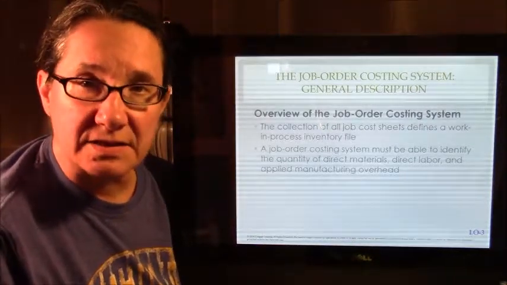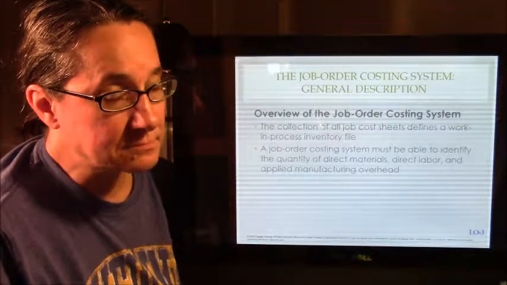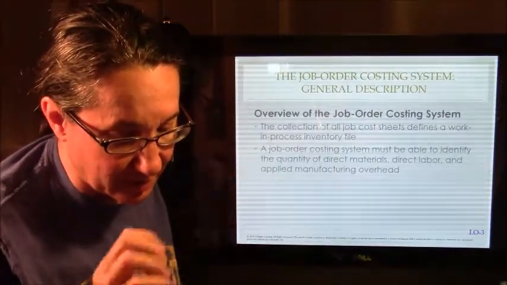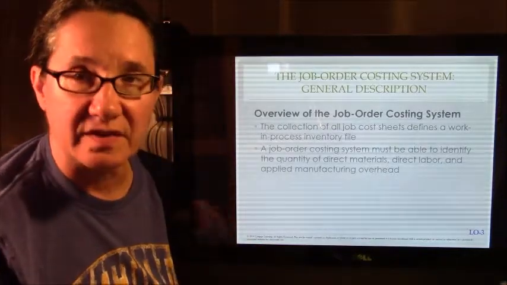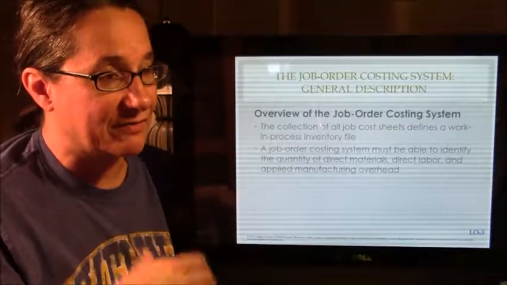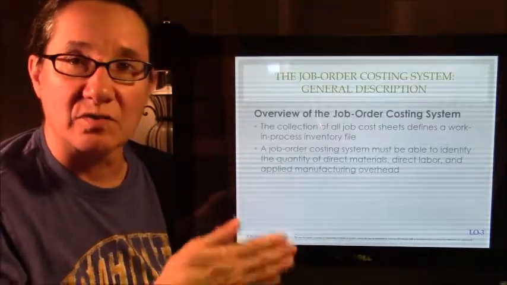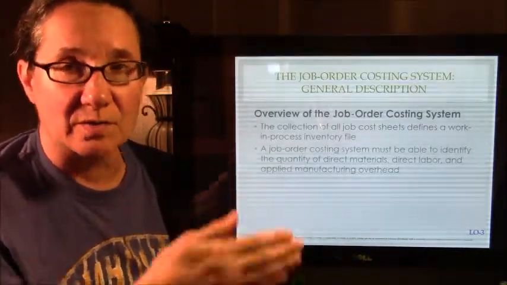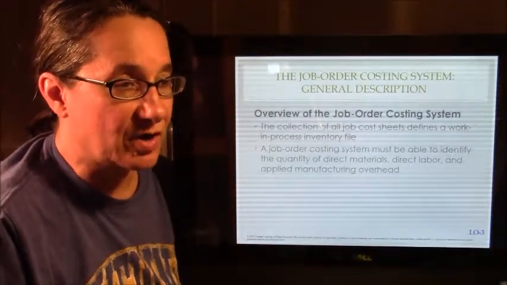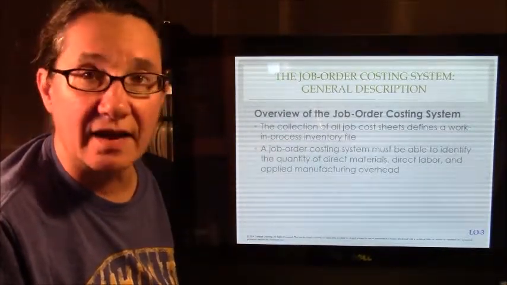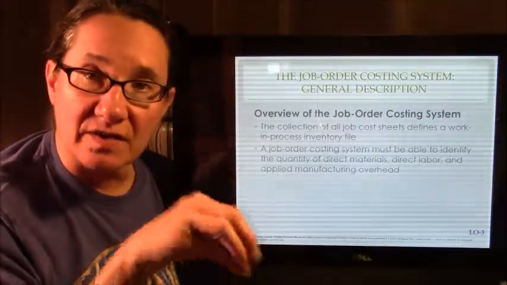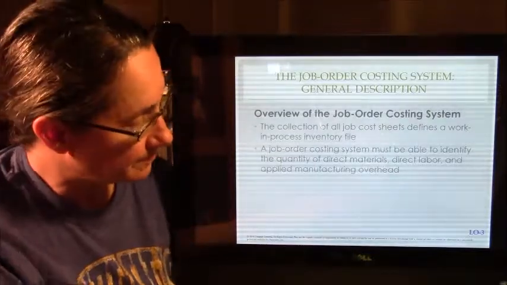So basically, we're moving all this direct material, direct labor, overhead into work-in-process, which is an inventory, right? And so we keep track of everything through our inventories. We go from material inventory to work-in-process to finished goods to cost of goods sold. So a job order costing system has to identify materials, labor, and overhead going to specific jobs.